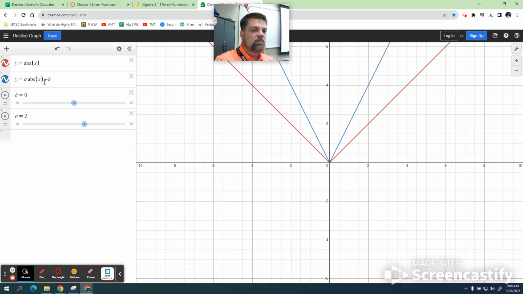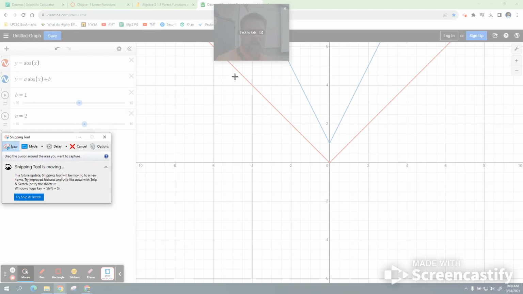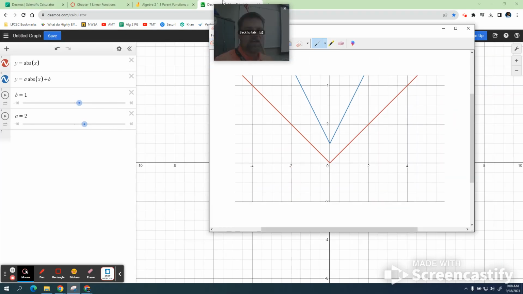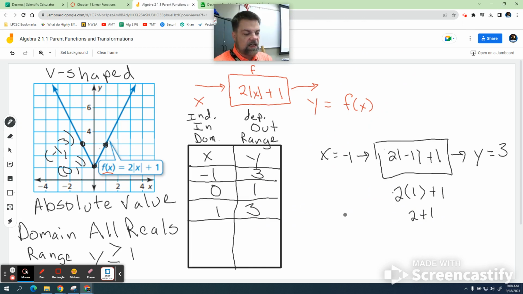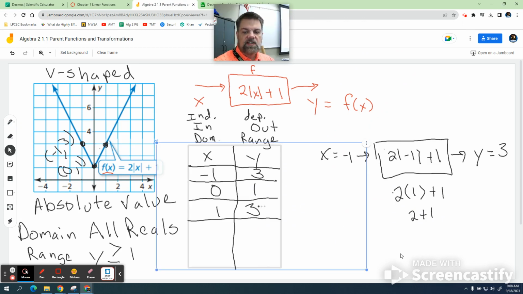Now, this b is really like a vertical shift, right? And technically, we would use a and h, but I put b. This is usually referred to as h. But if I go and change that to 1, what it does is it shifts it up, okay? So that's the difference between the two functions. I'm going to take a little quick screenshot of that, and we're going to graph that. And so that's what we're going to be doing when we identify parent functions and transformations.